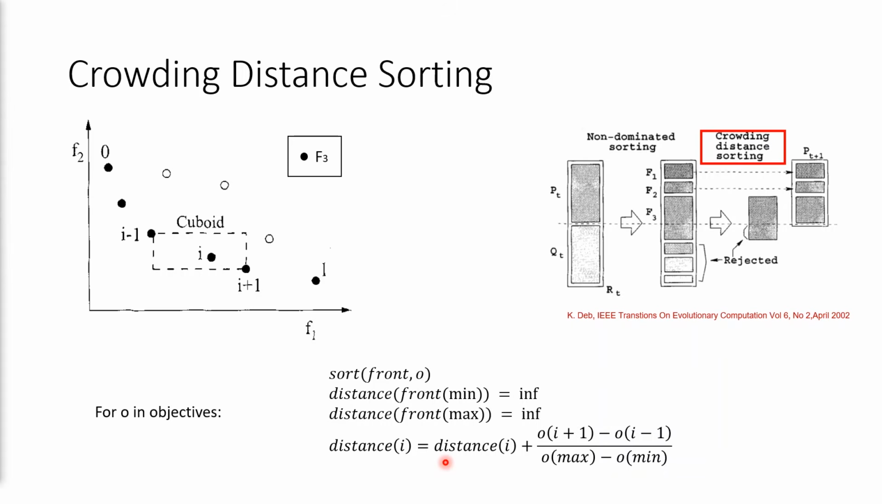The result is that for the given front, in this case F3, all individuals obtain a crowding distance value. To now choose which individuals are going to the next parent population, the ones with the highest crowding distance factor are chosen and passed to the next population.